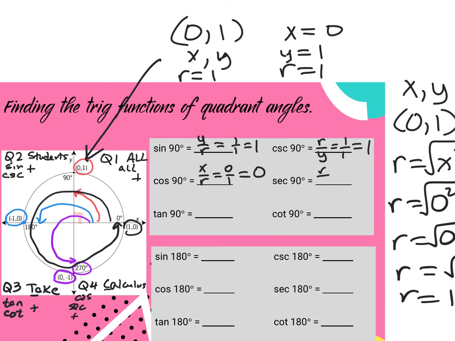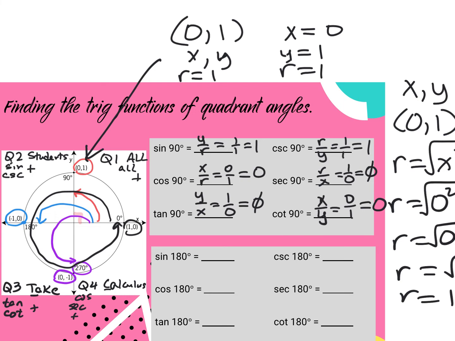However, now when I flip it, I get 1 over 0. This is no solution. It's undefined. So when the 0 ends up in the denominator, know it's undefined for the secant. Tangent, you're memorizing it as Y over X, 1 over 0. This one is also undefined. And then cotangent, flip it, X over Y, 0 over 1, this one equals 0.